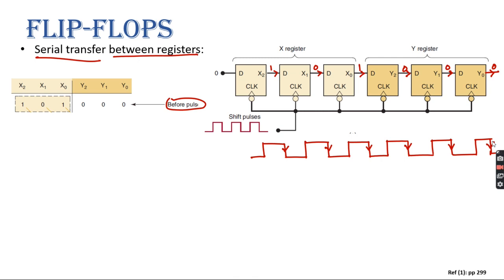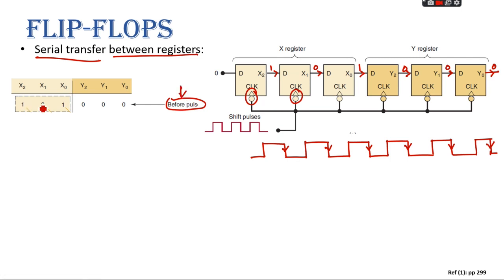Negative edge triggered. Sir, to see whether it's negative or positive edge triggered, we need to look at the clock, no, sir? Yes, the clock, and if there is a bubble with it, it means it's negative edge triggered. And if there is no bubble, it means it's positive edge triggered. Okay. Yes, sir.